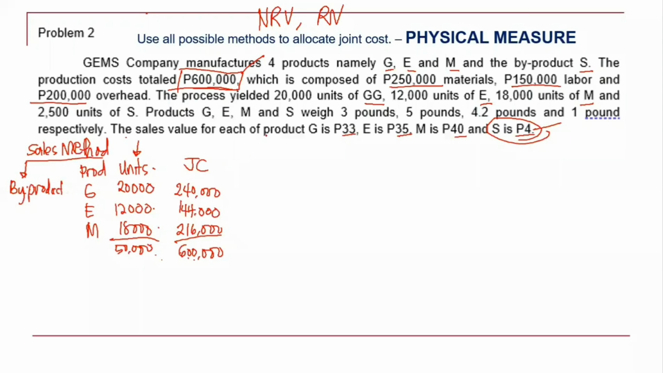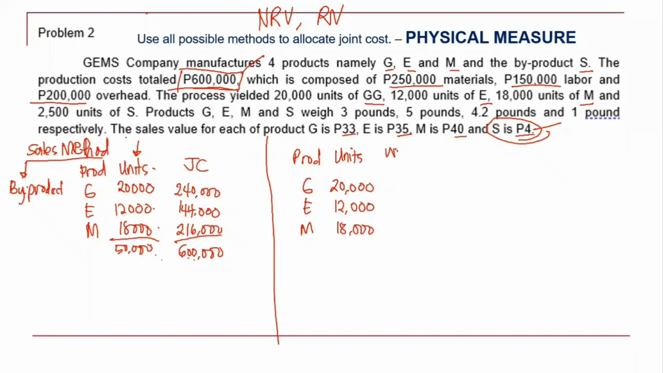Okay? What if weighted units ang gamit natin? So ang product natin, so we have G, E, and M. So ang units natin, pasensya na dun sa narinig yung tuta sa background ko. But anyways, going back. So we have 20,000, 12,000, and 18,000. Ayan. So ang weight po niyan, yung iba kasi weighted units ang gamit.